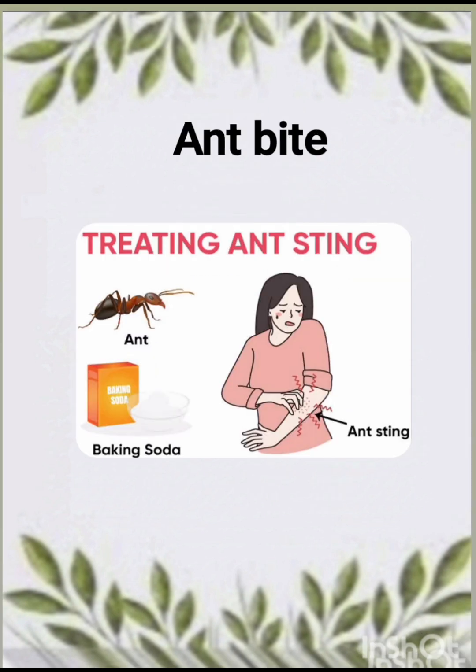Understood? Next is ant bite. Students, when an ant bites, it injects an acidic liquid like formic acid into the skin. The effect of the acid can be neutralized by rubbing moist baking soda, which means sodium hydrogen carbonate, or calamine solution, which contains zinc carbonate.